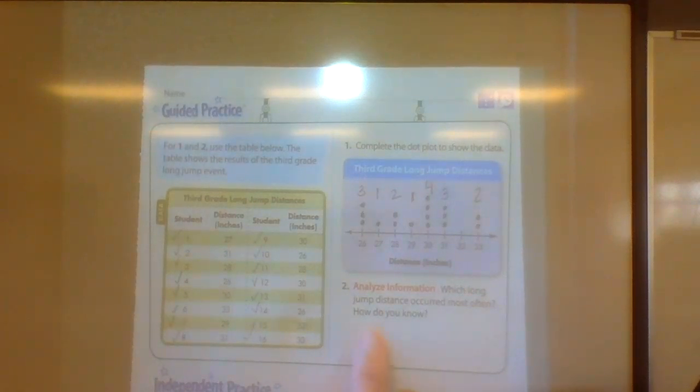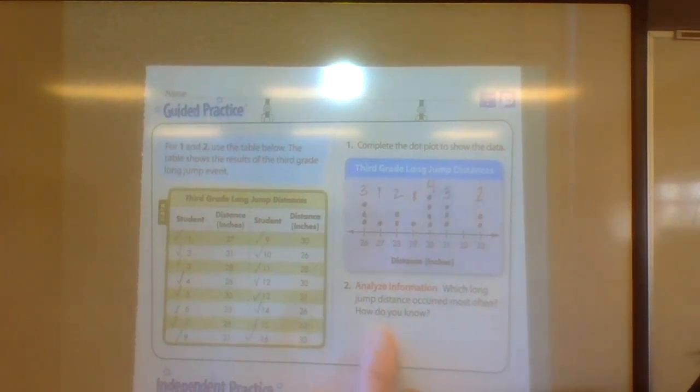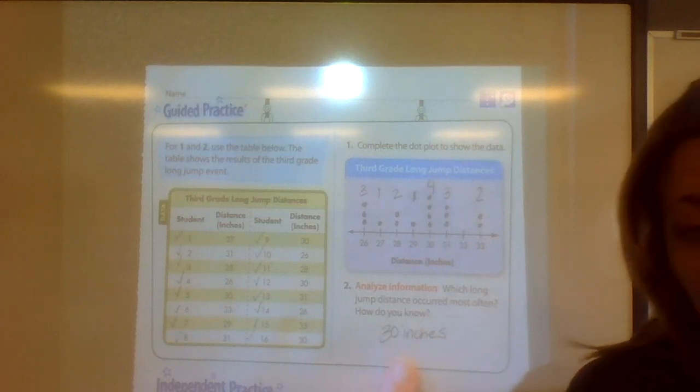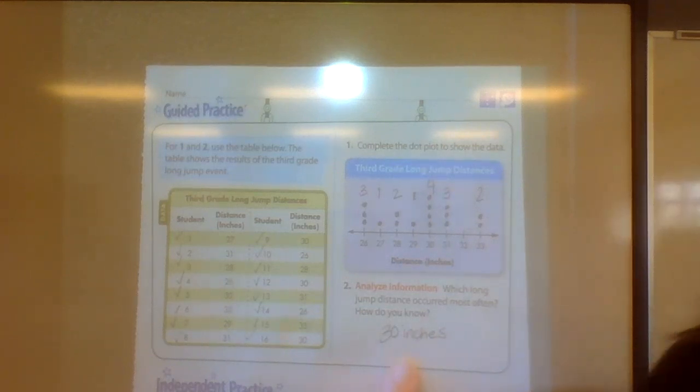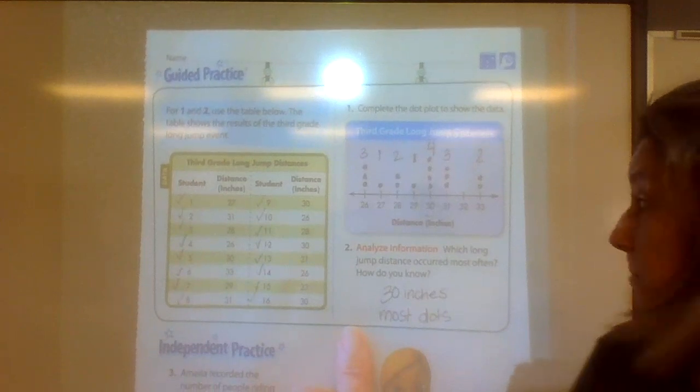Number 2 says which long jump distance occurred most often. So we are going to look for the dots, the most dots. That would be the distance that occurred most often. And so we are going to write the distance that occurred most often was 30 inches. And it says, how do you know? Because it has the most dots. It's the data that has the most dots.